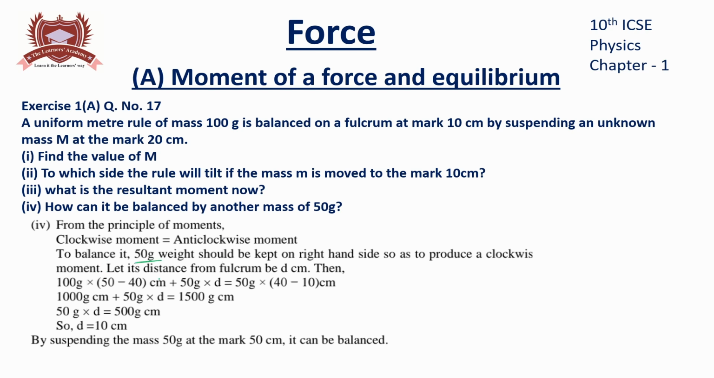Now we have to balance the 50 gram weight. So इधर एंटी क्लॉकवाइज मोमेंट तो अपने को पता है, क्लॉकवाइज मोमेंट पहले पार्ट का है उतना, that is 100 gram multiplied by 50 minus 40, plus this 50 mass that we are adding, multiplied by the distance d where it is kept. So it should be equal to the new anti-clockwise moment that we've got, which is 50 gram times 40 minus 10 centimeters, giving us 1000 gram centimeter plus 50 gram times d is equal to 1500 gram centimeter.